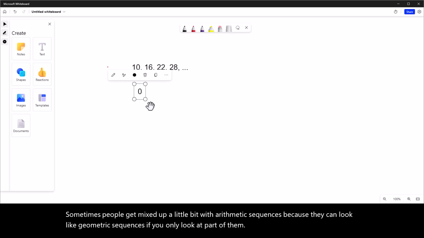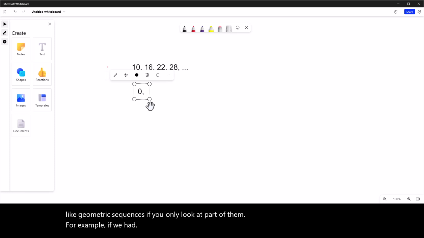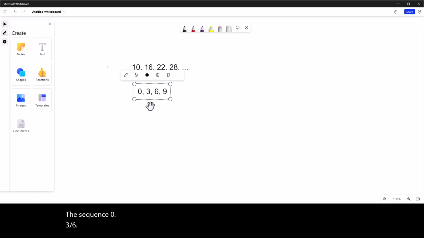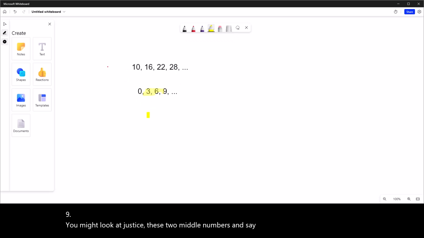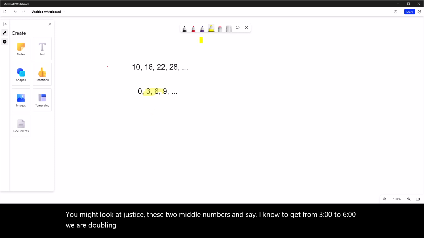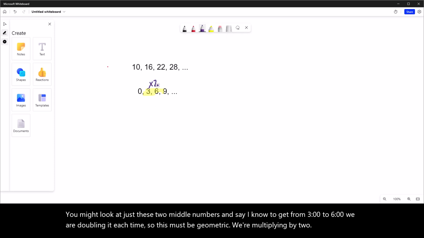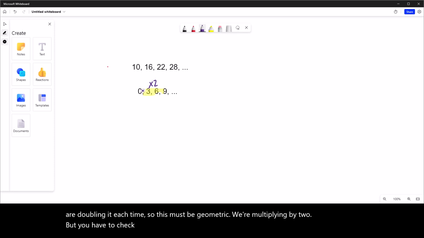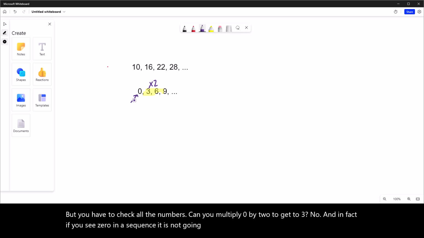For example, if we had the sequence 0, 3, 6, 9, you might look at just these two middle numbers and say, oh, I know to get from 3 to 6, we're doubling it each time. So this must be geometric. We're multiplying by 2. But you have to check all the numbers. Can you multiply 0 by 2 to get to 3? No.